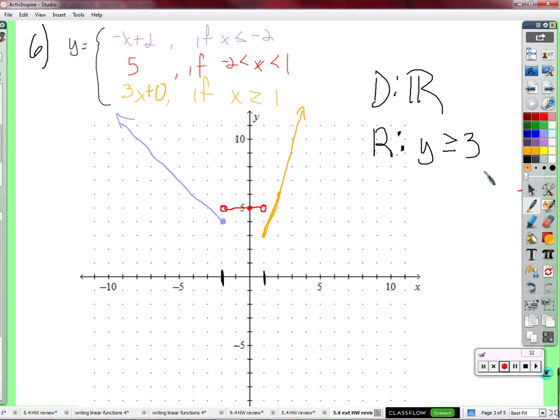The question is, does this graph have all those y values? Yeah, it does. It has 3 and bigger than that, and it doesn't have anything less than 3. So there's our range. The range of y is greater than or equal to 3. Okay? Good.